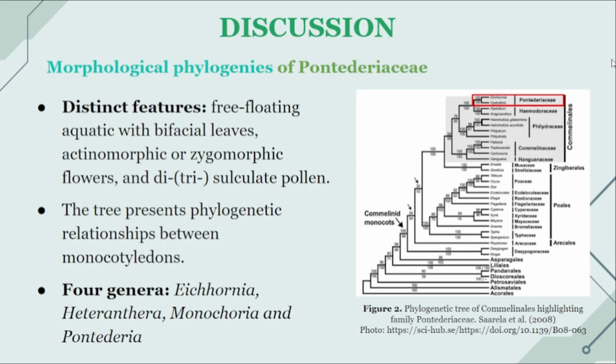For the discussion, when talking about its morphological phylogenies with evolutionary perspective, the Pontederiaceae are distinctive in being emergent to free-floating aquatic herbs with simple, sheathing bifacial leaves, then actinomorphic or zygomorphic flowers, and lastly, di- or trisulcate pollens. The phylogenetic tree in Figure 2 represents the relationship between the monocotyledons and the phylogenetic tree of the Commelinales clade, highlighting the family Pontederiaceae. The family is arranged in four genera, which are Eichhornia, Heteranthera, Monochoria, and Pontederia.